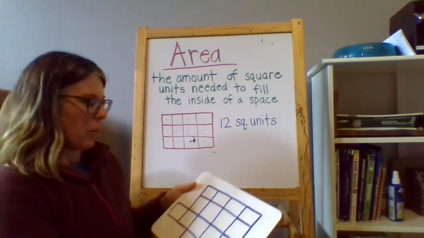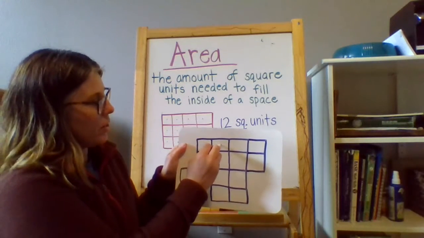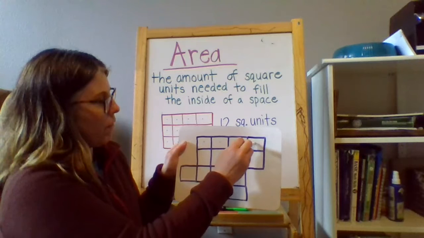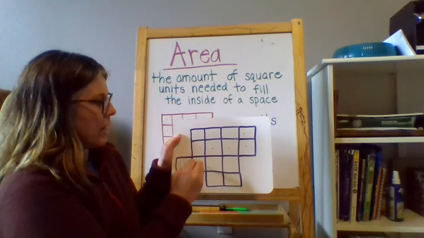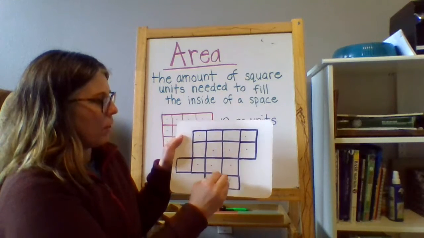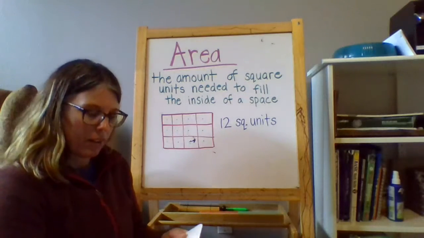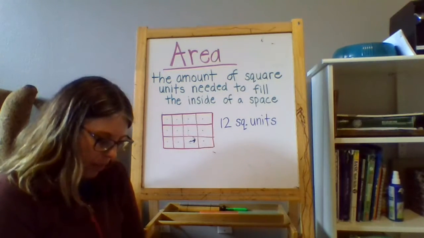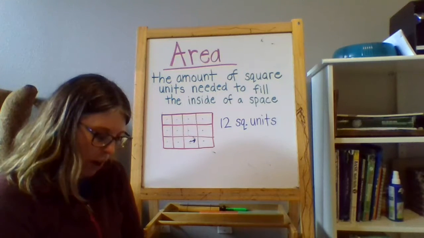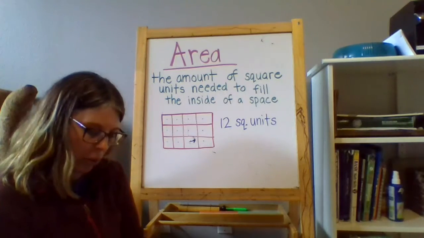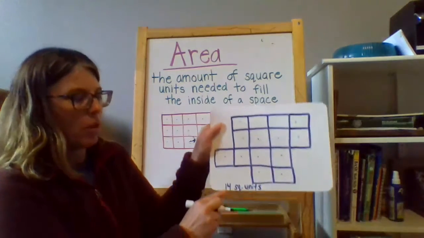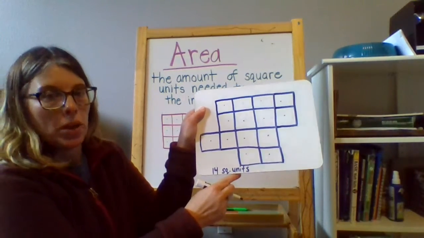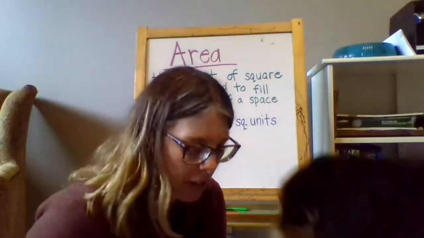14 square units. So let's count. 1, 2, 3, 4, 5, 6, 7, 8, 9, 10, 11, 12, 13, 14. So we can write 14 square. Remember, we can abbreviate that SQ with a period. 14 square units.